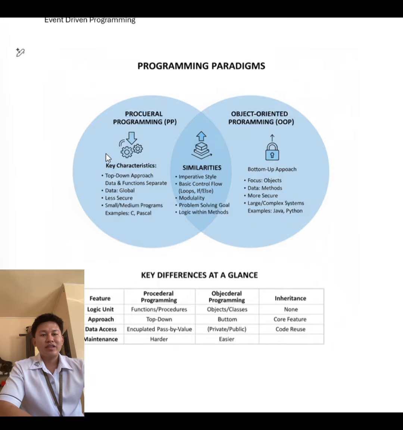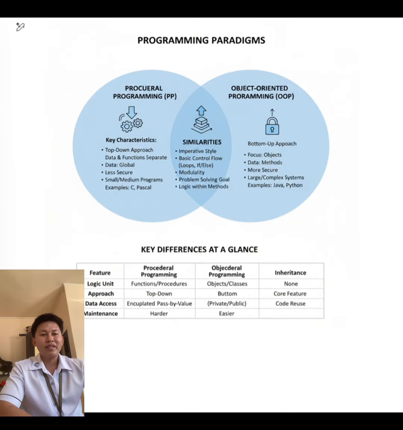Next, let us look at the middle part of the Venn diagram where PP and OOP overlap. Both programming paradigms are used to solve problems and create software applications. They both use variables, loops, conditions, and functions. Also, both follow logical thinking and require proper planning to make a program work correctly.